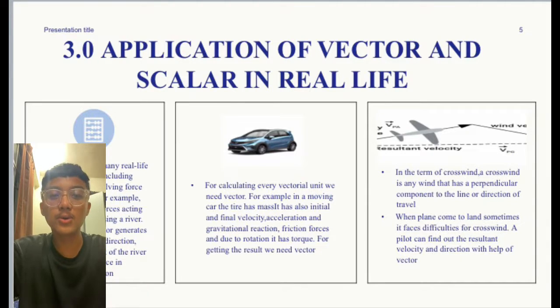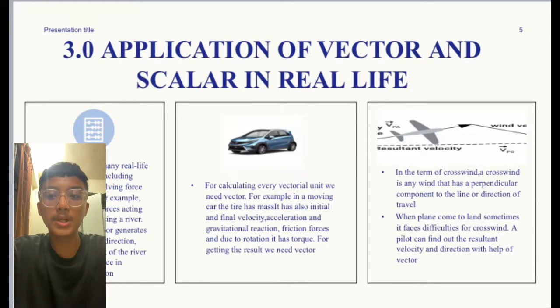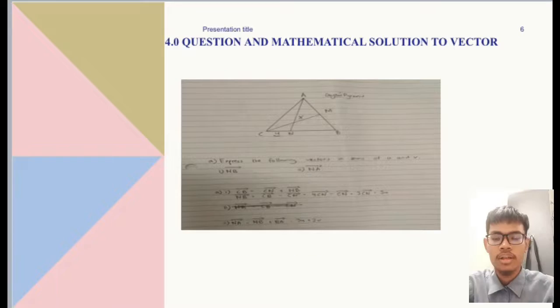Vectors are also used for the aeroplane. A crosswind is any wind that has a perpendicular component to the line or direction of travel. When a plane comes to land, sometimes it faces difficulties from crosswind. A pilot can find out the resultant velocity and direction with the help of vectors. Here is one of the biggest buildings in the world, but in vector methods.